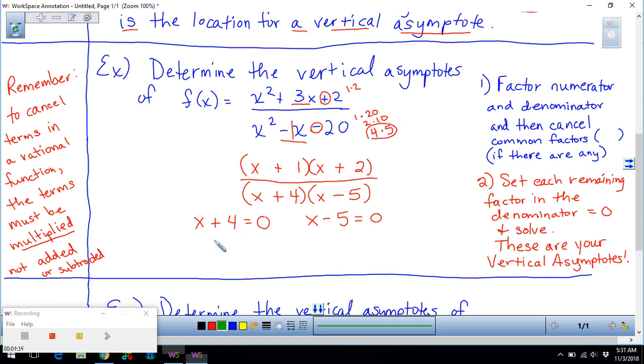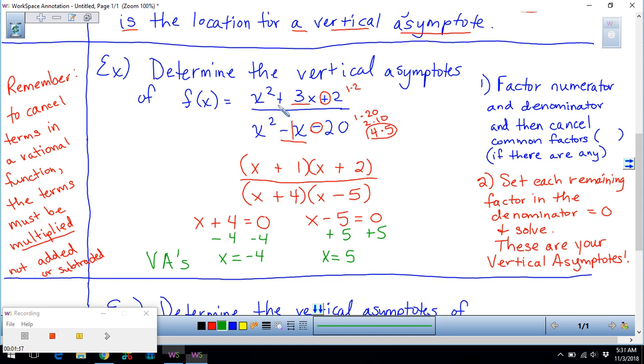So to solve this, I'm going to subtract 4. And we get x is equal to negative 4, and to solve the second one, I'm going to add 5 to both sides, and we get x is equal to 5. So we have 2 vertical asymptotes for this particular function. And I'm just going to abbreviate that VA for short.